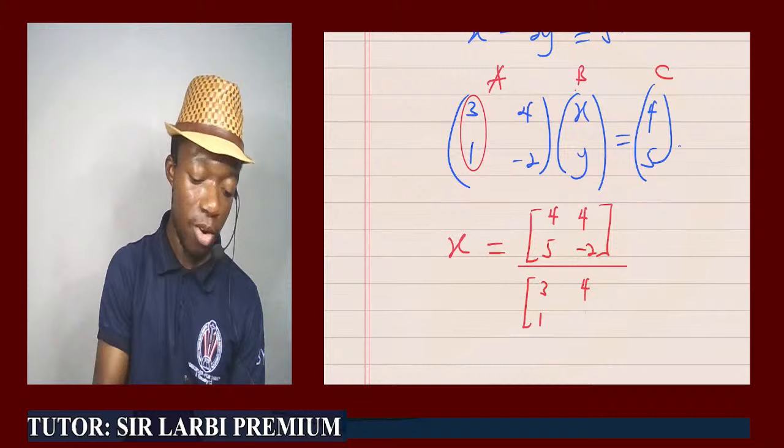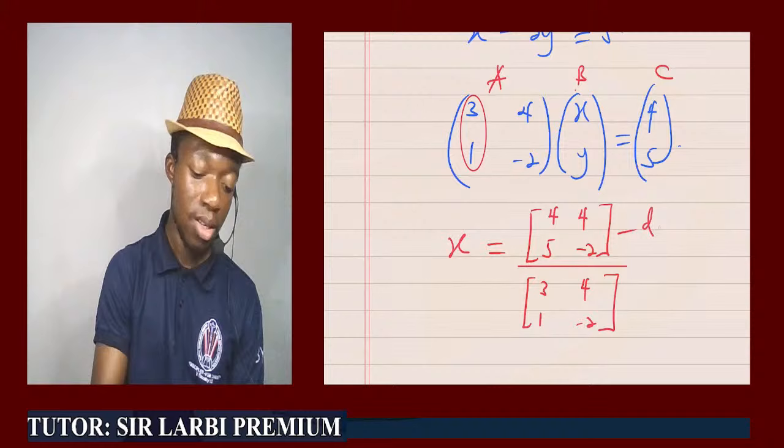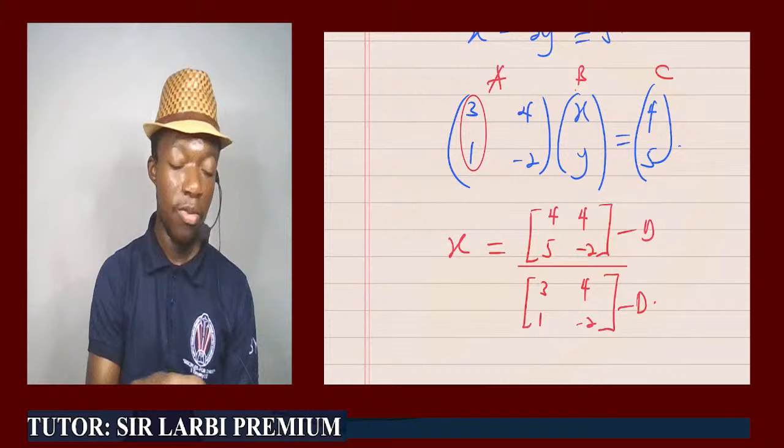So do you know what you're going to do? You're going to find the determinant of this, and you also find the determinant of this. So the determinant of the two. When you divide, you're going to get the value of x.